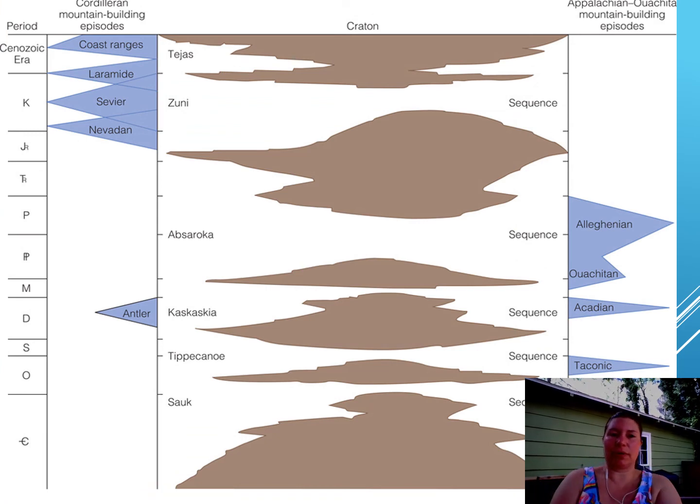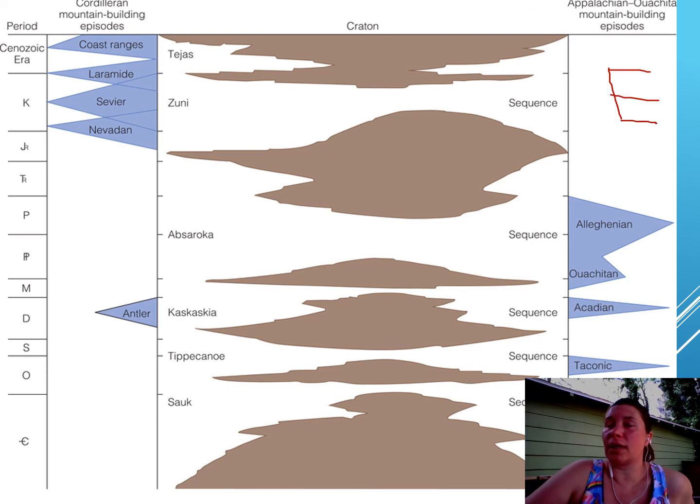Now, this one is from your textbook. I like this image because it's not just showing us what's happening to sea level, it's also showing us the mountain building episodes here too, both related to, here's the east, so the Appalachian and Ouachitas, of which are exposed in Arkansas now, and the Cordillera, which is the Rockies. So I'll put W there for west. So we're kind of looking across North America from east to west.